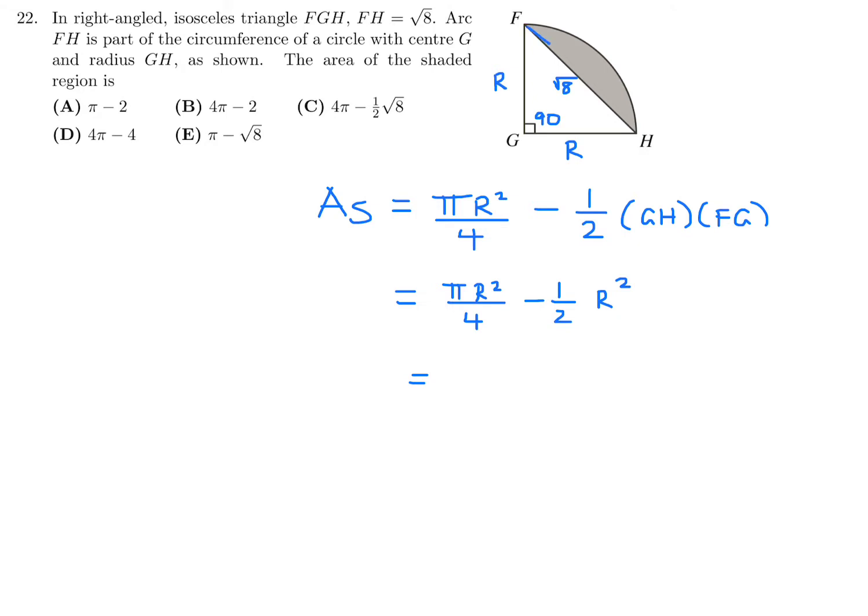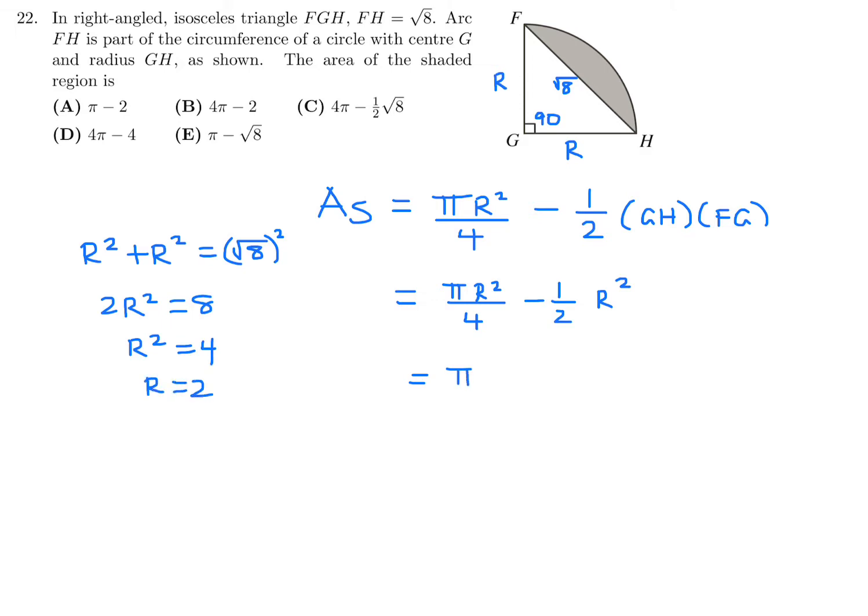Well, how do we figure out R? Using the Pythagorean theorem right there. R squared plus R squared is equal to root 8 squared. So that means 2R squared is equal to 8, and therefore R squared is equal to 4. R is equal to 2.